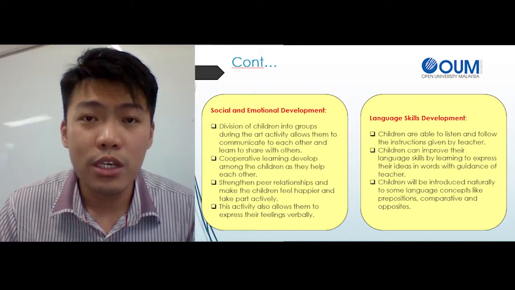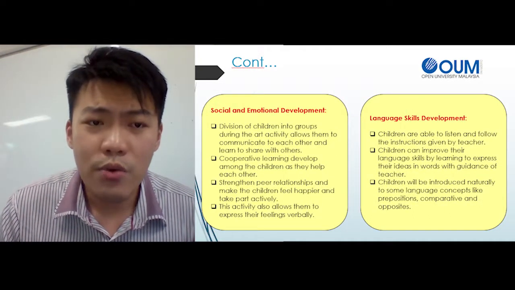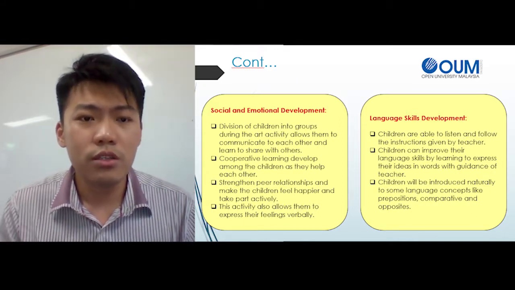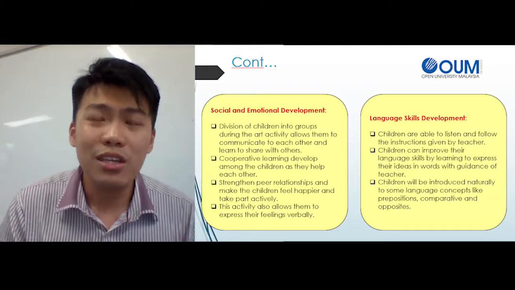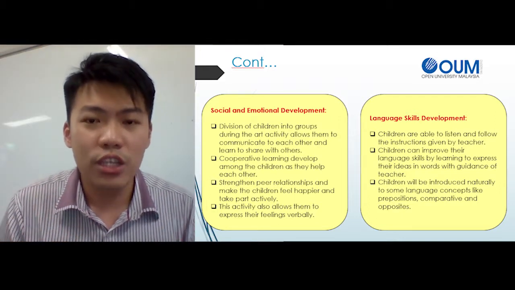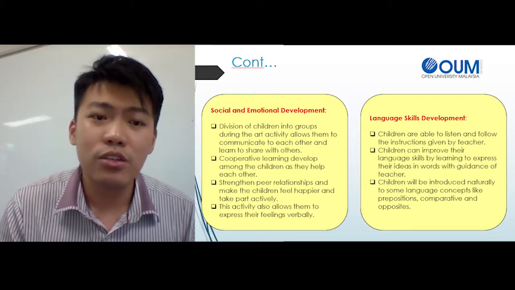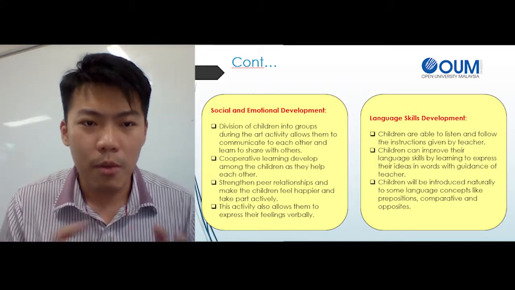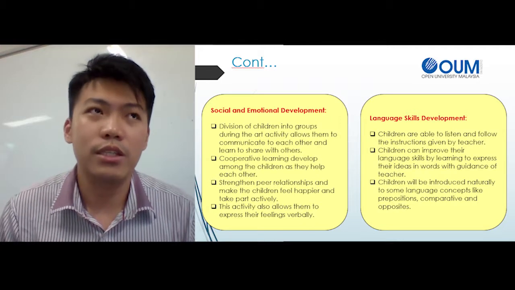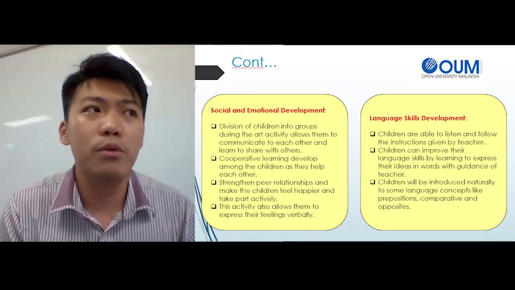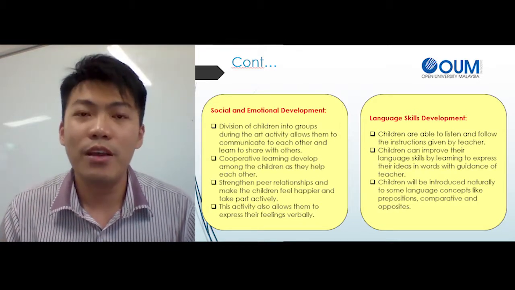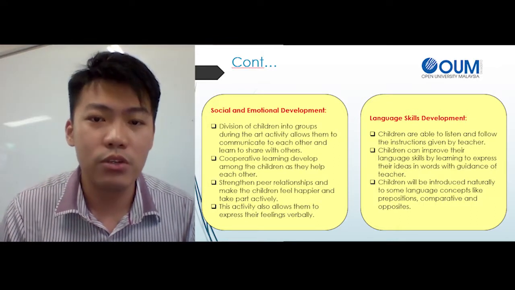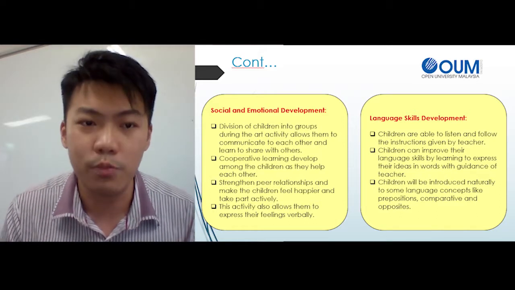In terms of the social and emotional development, during this activity, the division of the children into groups actually allowed them to learn to share with others. And also they need to have cooperative learning, which can develop among the young children as they help each other. For example, when one child is facing problems in drawing, another friend might help them. So this is to create collaboration between the young children and create active interactions between them.